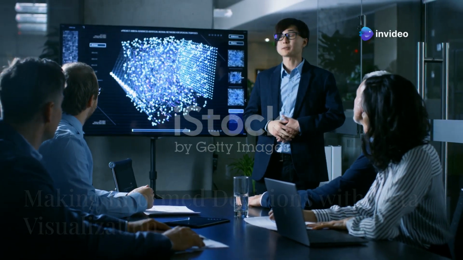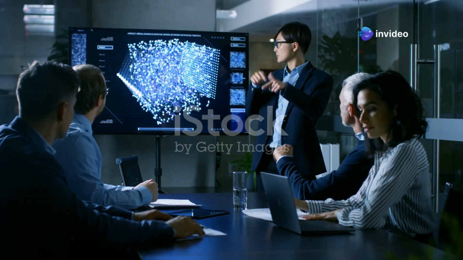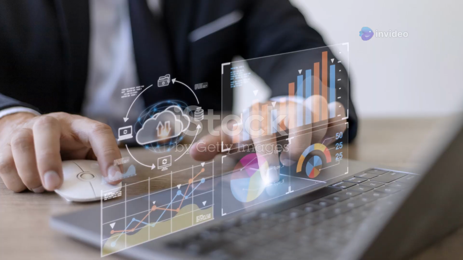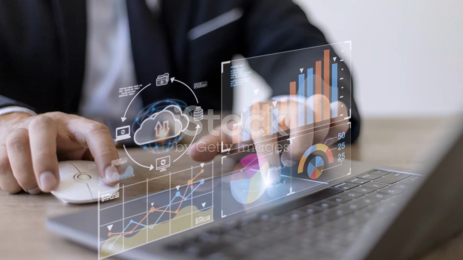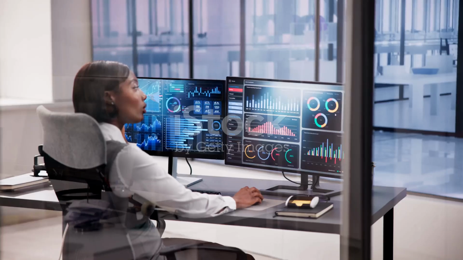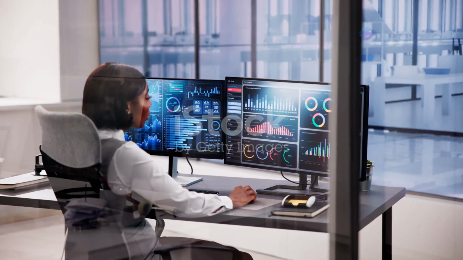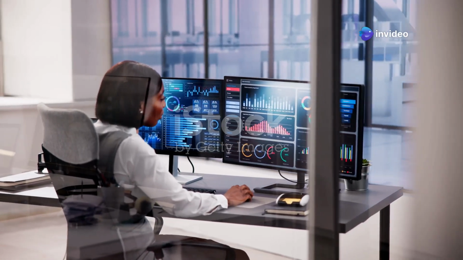Section 5. Conclusion. Making informed decisions with data visualization. Data visualization is an indispensable tool for businesses of all sizes. By transforming raw data into meaningful visuals, it empowers decision makers at all levels.